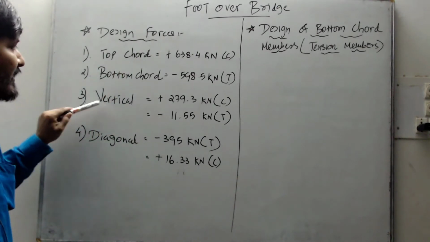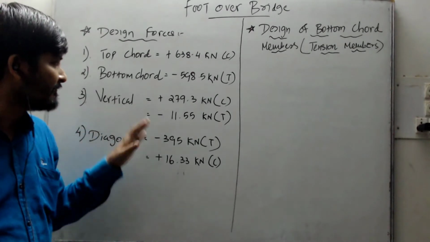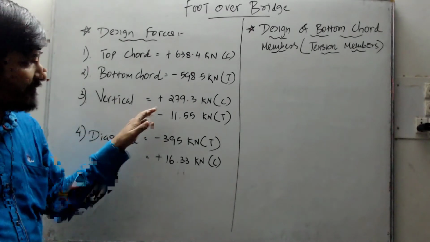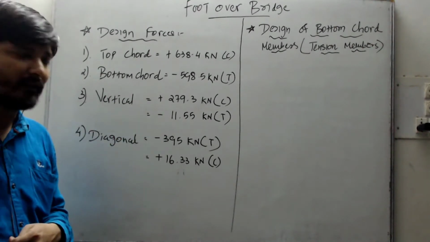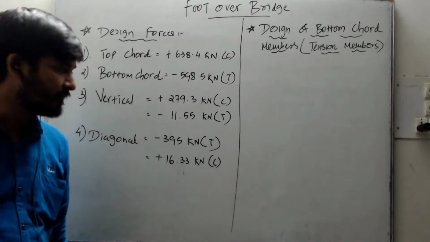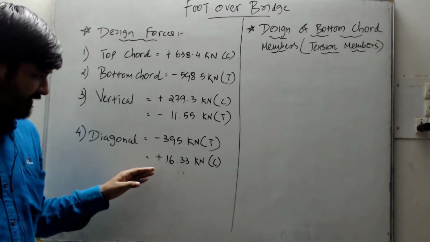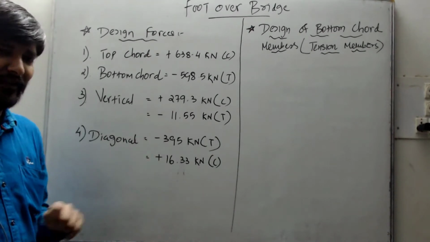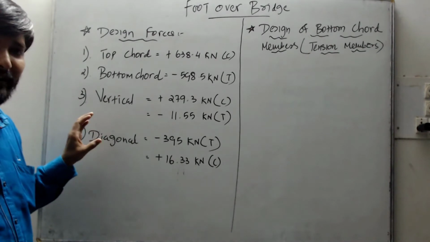Then third, in vertical members, we got both types of forces, compression and tension. The compression force we got as 279.3 kilonewton and the tension force as 11.5. And last, in diagonal members, we got maximum tension force as 395 and maximum compression force as 16.33. So using these maximum values, we are going to design each and every member one by one.